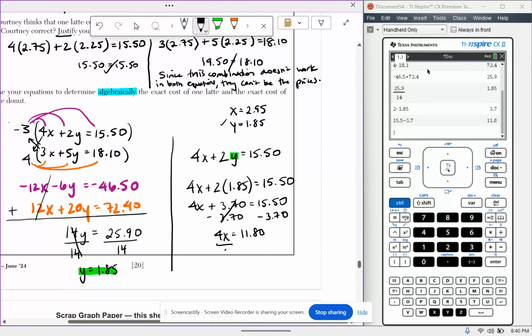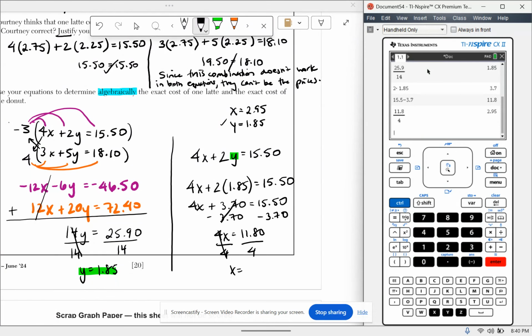Now I'm going to divide both sides by 4. I get 2.95. Yes, that was the other one. Okay, we got both the answers.